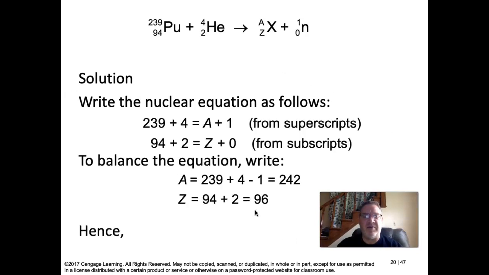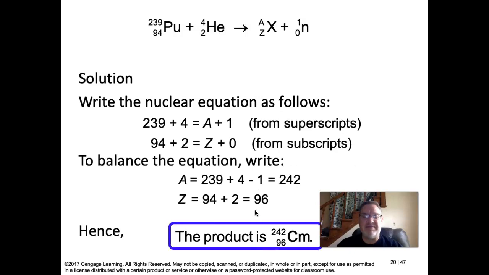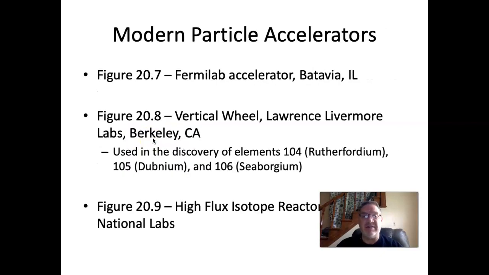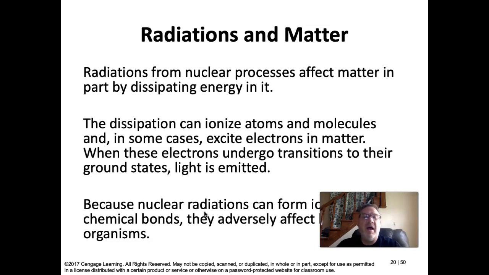And again, you see with the reaction, you see how everything is balanced with this. With the transuranium elements, that did give us some work in the periodic table. And Glenn Seaborg is noted for that actinide series in the table itself. And there are figures in the book, some of the modern particle accelerators, whether it's in Batavia, Illinois, Oak Ridge, Tennessee, and also out in California with that.